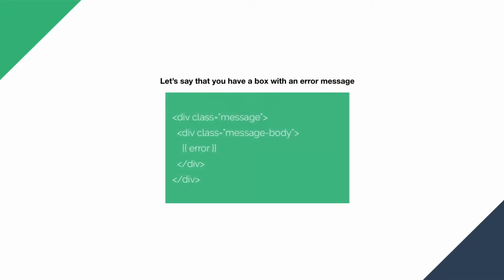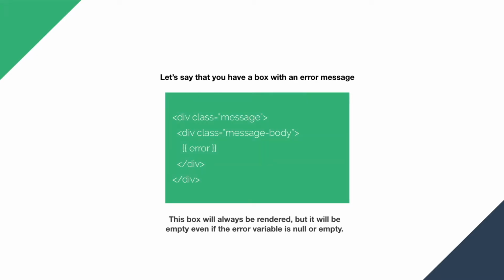and so on. Let's say you have a box with an error message, with the code like this. So we have an error message printed inside a div. The problem with this is that this box will always be rendered, even if the error variable is empty. So there will be a gray box, but with no content.